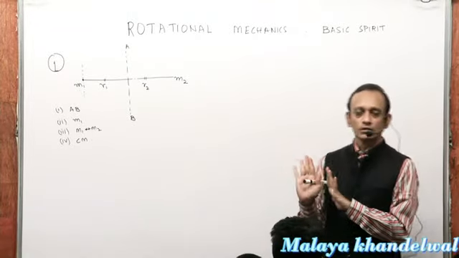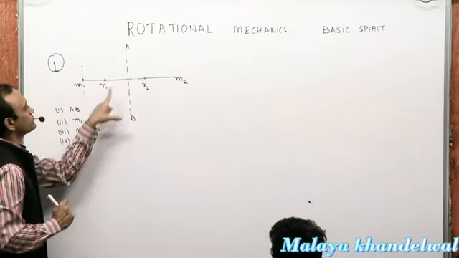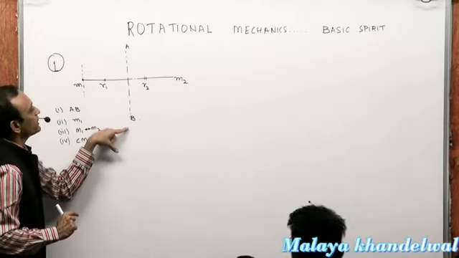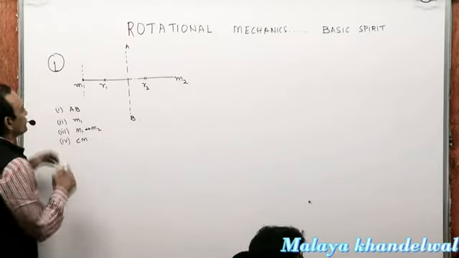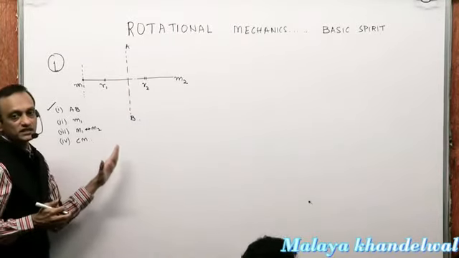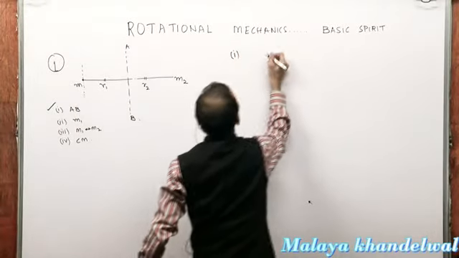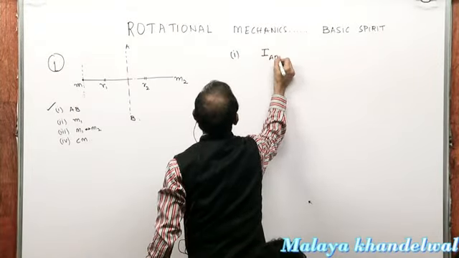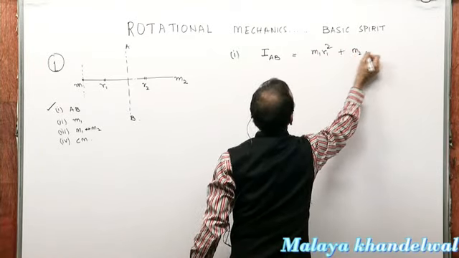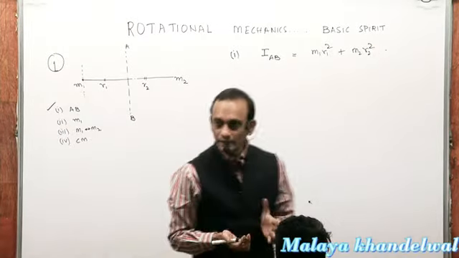So the first problem is about two point masses, m1 and m2, and there is an axis AB perpendicular to the line joining m1 and m2. The first part of this first problem is computing the moment of inertia about this axis AB of the two masses. Very simply, what's the moment of inertia about the axis AB? m1 r1 squared plus m2 r2 squared. That's the moment of inertia about the axis AB, right?